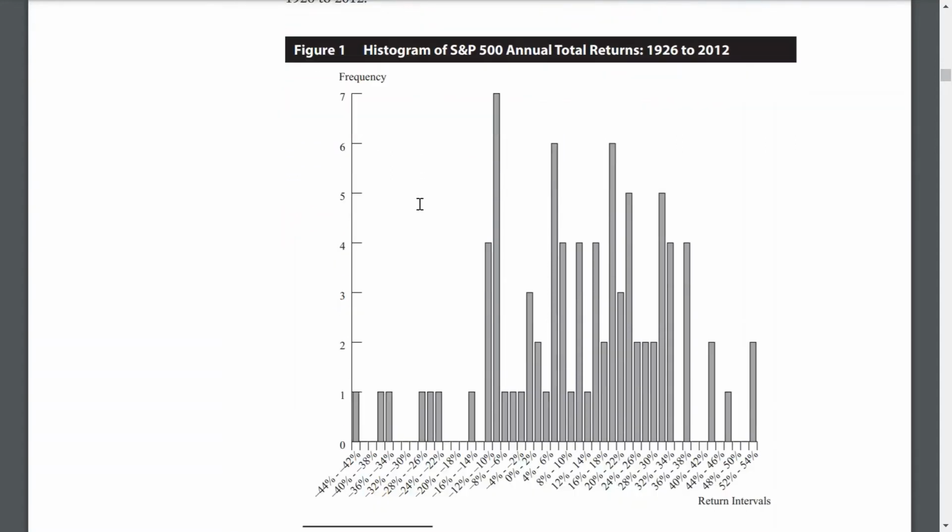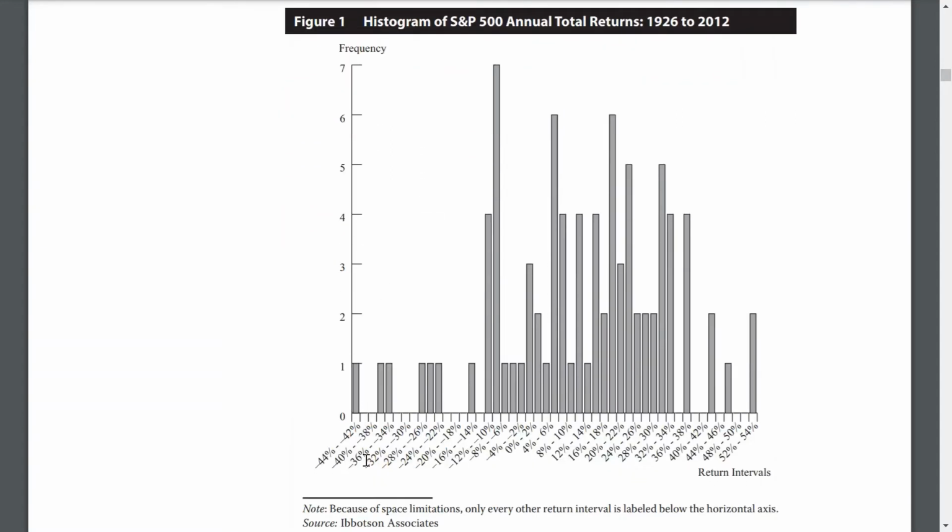Okay, so between negative 44 and negative 42, we have 1. This is the most common. The most common is negative 12 to positive 10. These are also really common as well.